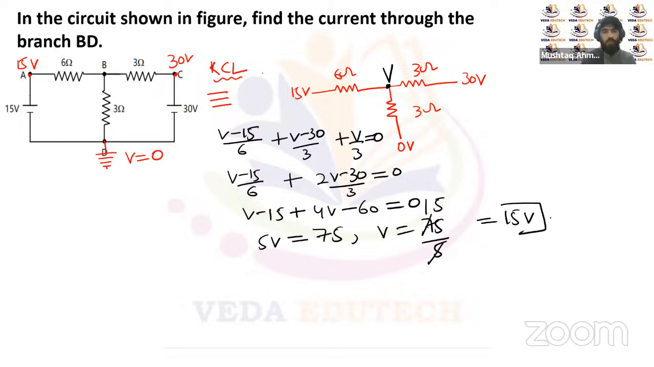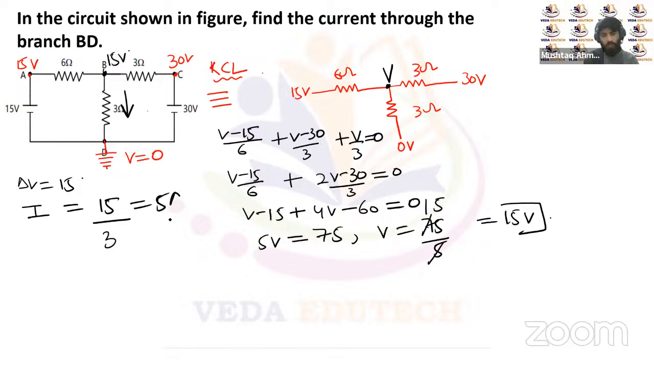If 15 volts is the potential at this point, and there is zero potential at this point, then it means that the potential difference has to be equal to 15 volts. And the current flowing through this 3 ohm resistor, or through branch BD, will be equal to potential difference, that's 15, over the resistance, that's 3. That will be equal to 5 amperes.